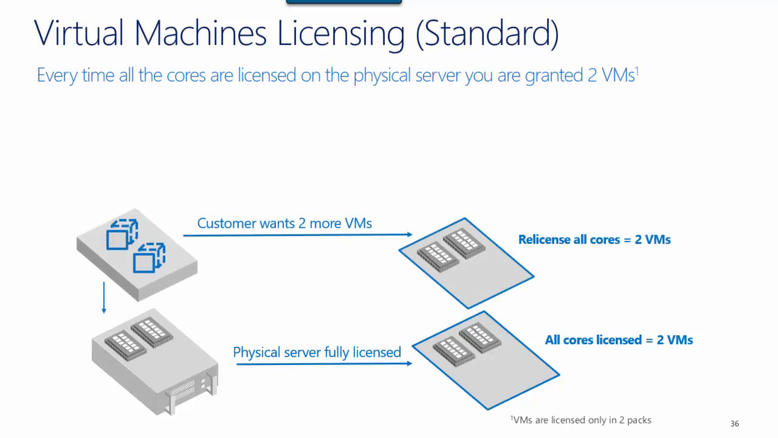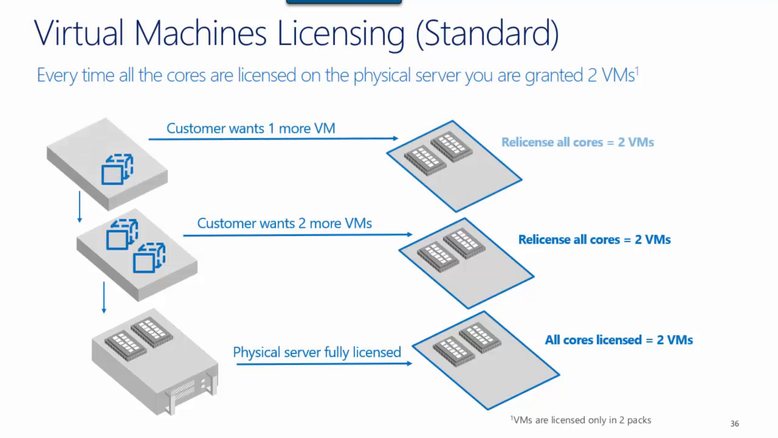If the customer wants 2 more VMs, then they need to license that again. Now, if they want 1 more VM, effectively, that's the same as relicensing the cores for 2 VMs, because you're relicensing for 2 virtual machines at a time. The comparison there is if you think about stacking Windows Server Standard 2012 or 2012 R2. For each one that you stack, you got an additional 2. You couldn't stack an additional 1.